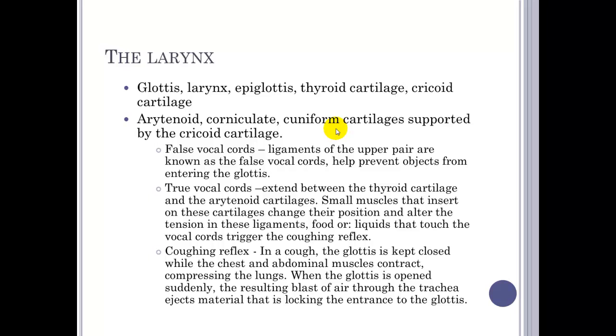True vocal cords extend between the thyroid cartilage and the arytenoid cartilage. Small muscles inserted on these cartilages change their position and alter the tension in these ligaments. Food or liquids that touch the vocal cords trigger the cough reflex.